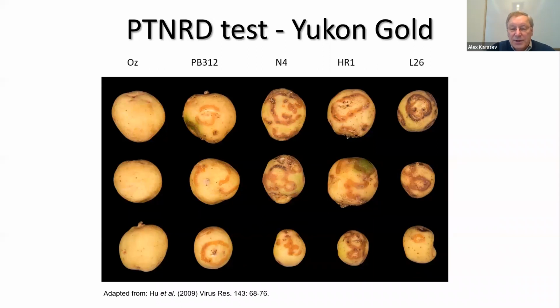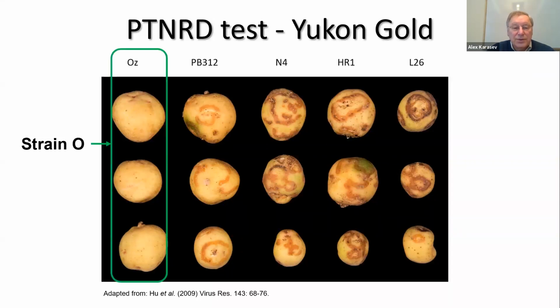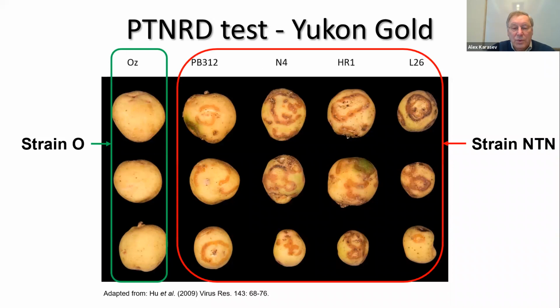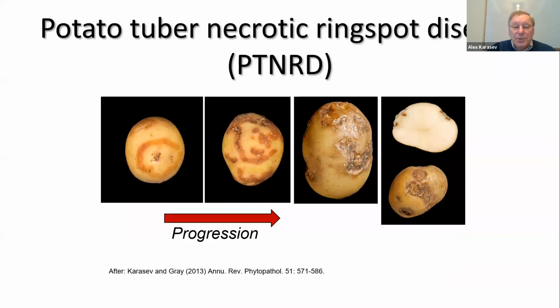So this disease is cultivar specific, but it is also strain specific for the virus. You can see that the ordinary strain of the virus doesn't induce this PTNRD in Yukon Gold, while various isolates of the strain PVY-NTN may induce different degrees of PTNRD in this susceptible cultivar. The disease itself progresses from the original water-soaked rings that may be visible at harvest on the left. During storage, these rings tend to dry and eventually become sunken, sometimes affecting even the flesh of the tuber. But in general, the flesh of the tuber remains unaffected. So it's largely a surface effect.